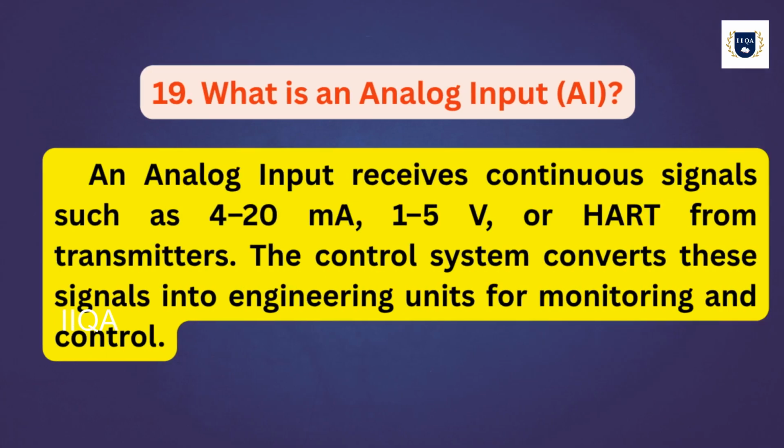What is an analog input, AI? An analog input receives continuous signals such as 4 to 20 mA, 1 to 5 volt, or Hz from transmitters. The control system converts these signals into engineering units for monitoring and control.